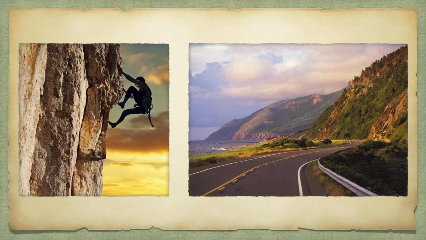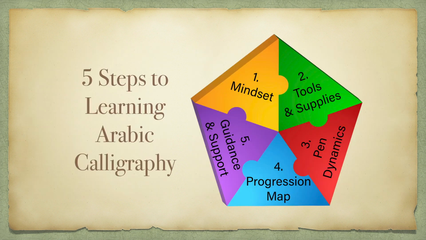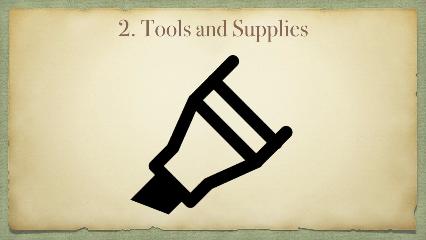Okay, so now let's jump into the content of the presentation. As I mentioned, we will be discussing the 5 steps to learning Arabic calligraphy. Now, the first part to this 5-step learning process was the discussion on the mindset, which we just discussed. So we are going to jump into the second step, which is knowing the tools and supplies to get started with writing Arabic calligraphy.